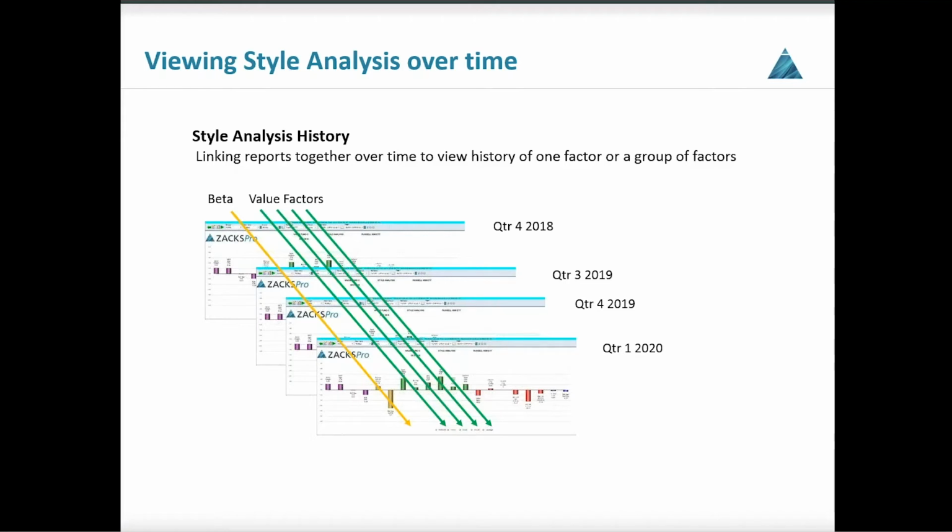An extension of that is to link together these reports over previous time periods, in this case here, previous quarter ends. And this allows me to see how a particular style factor or group of factors, how the manager used those factors. What did they choose? Positive value, negative value? Were they consistent? All of this works into a very informative historical style analysis.